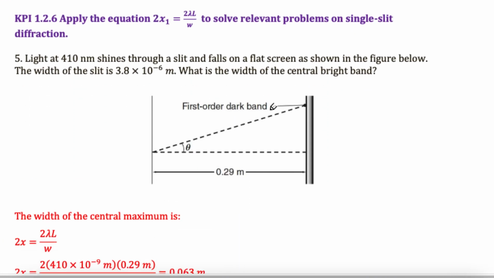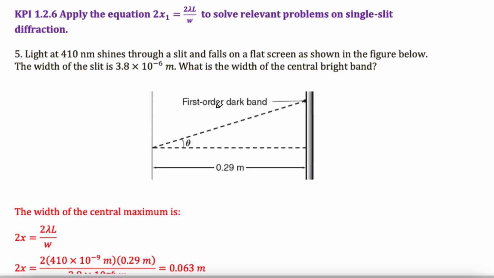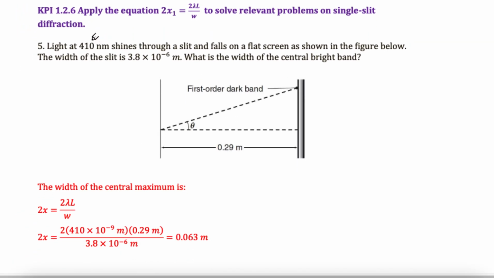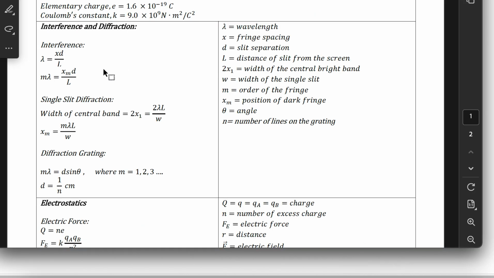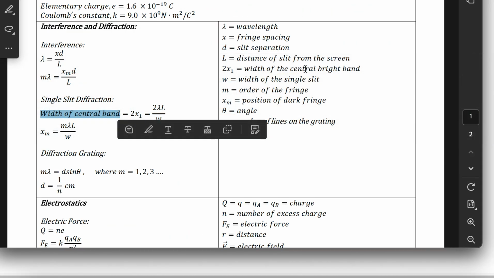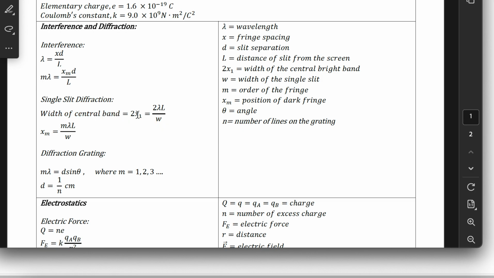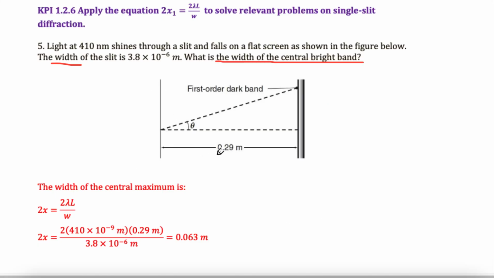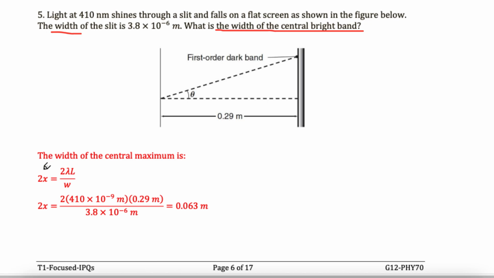Anyway, let's move on. Now we're trying to figure out something about the width of the central bright band. So we have light of a wavelength and we have a width. Let's check our formula sheet. Width, where are we? So it says width over here, width of a central band. What is the width of the central band? You can easily figure out that this is the formula. You'll get 2 marks just for identifying the formula. You will just write the formula, 2x equals 2 lambda L over W.